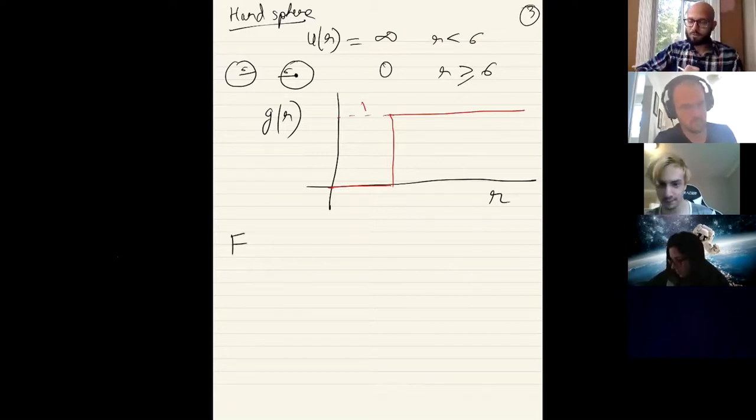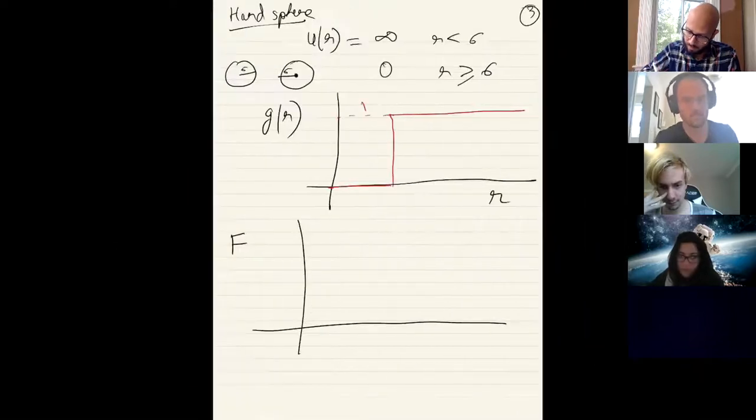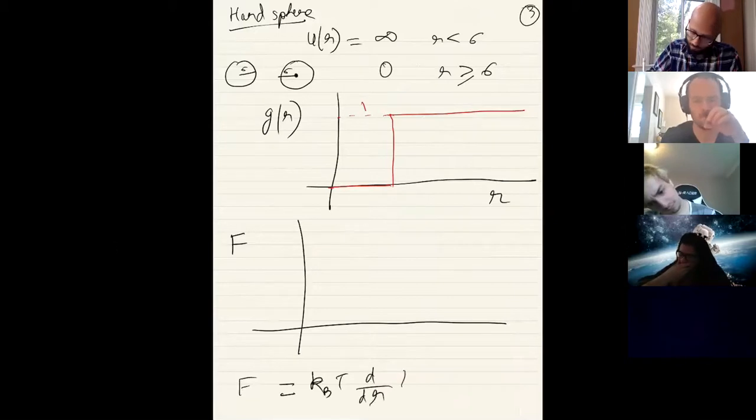Then force, what can we say about the force using this relation that we wrote over here? I will write it down again for your help. The average force is equal to kBT d by dr ln g of r. Who wants to help me?